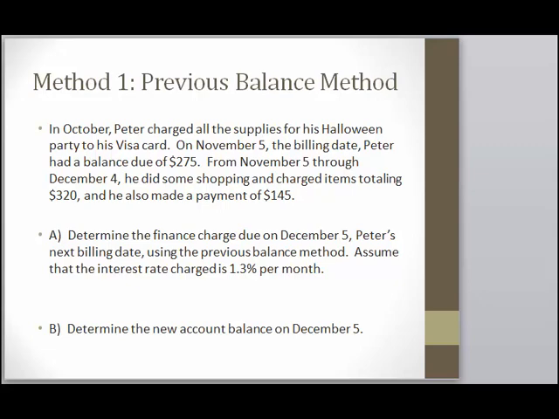To find the finance charge due on December 5th, we use the simple interest formula. As you recall, that formula states that I is equal to P times R times T, where P is the principal. And again, our finance charge is based on the $275 balance. The R in our formula is the interest rate written as a decimal, so we'll say 0.013. And T is time, and our time is 1 month.